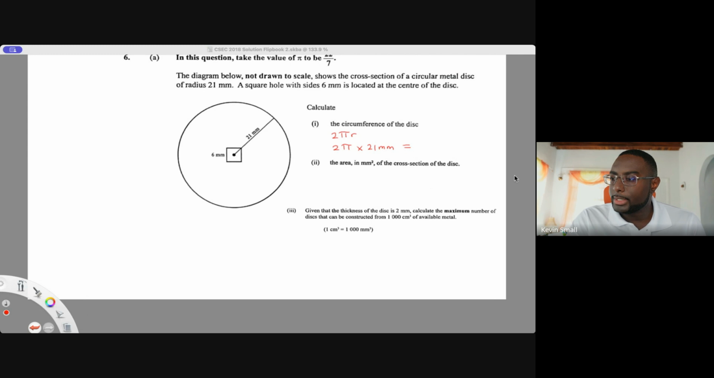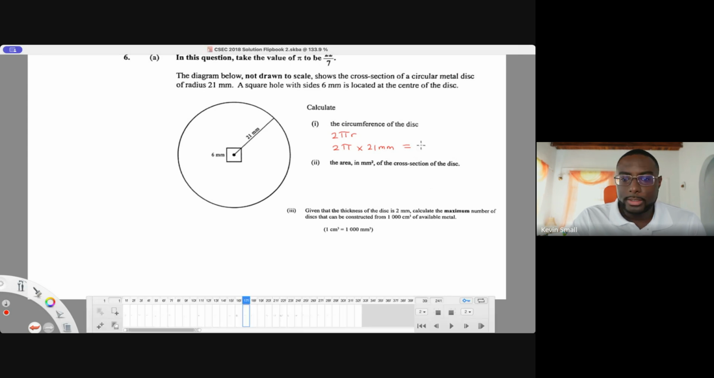Okay, cool. So my answer is 131.95 millimeters. If you want to approximate it to 132, go right ahead, but don't forget millimeters.